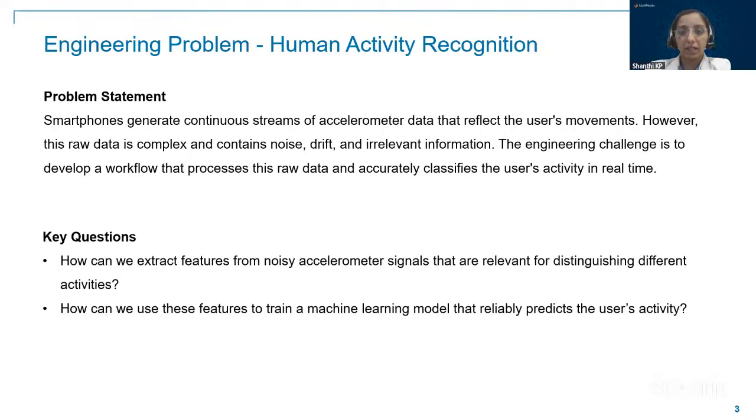Now, while these accelerometers generate a continuous stream of data about how we move or what activities we perform, the raw signals themselves are quite messy. They include noise, drift, and a lot of irrelevant information. So that's where the engineering challenge comes in. The question here is, how do we take this raw data and turn it into something useful, like recognizing whether someone is sitting, standing, walking, or running? So this is the engineering challenge we'll be addressing in MATLAB today.